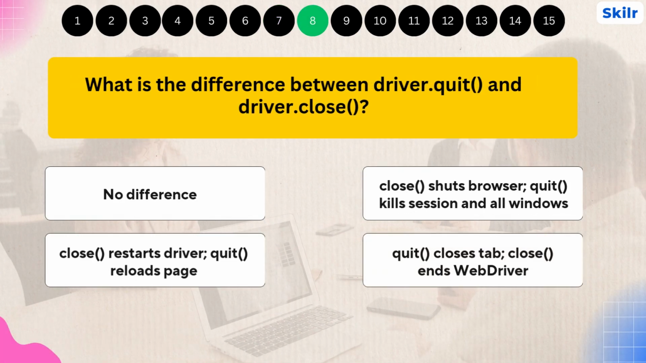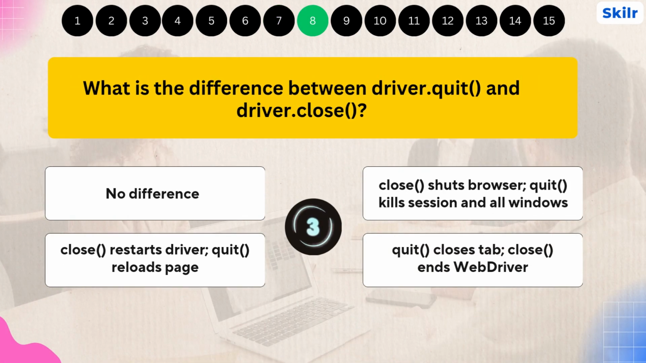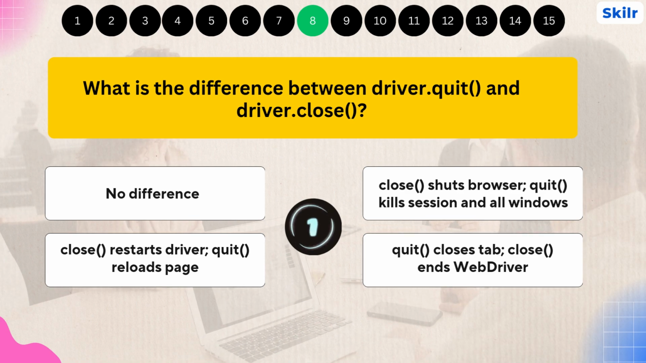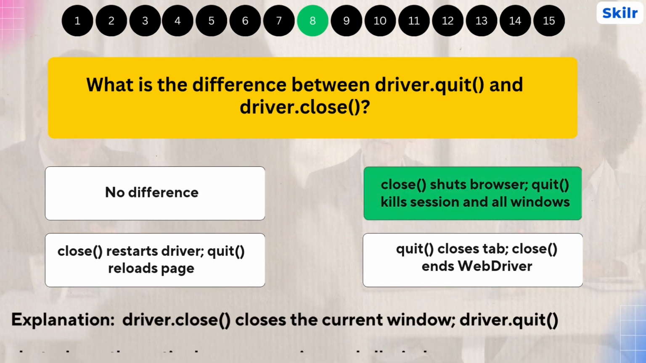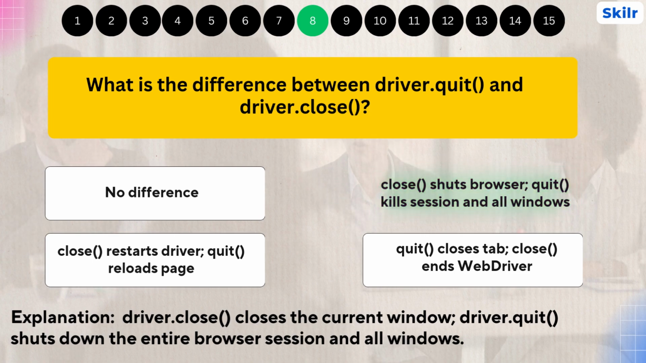Question 8. What is the difference between driver.quit and driver.close? The correct answer is close shuts the current browser window, quit ends the entire browser session and closes all windows. driver.close() closes the current window, driver.quit() shuts down the entire browser session and all windows.